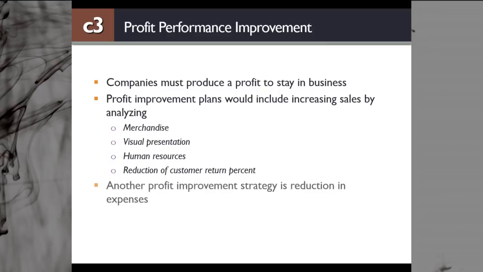And also, another profit improvement strategy is going to be reduction in expenses. So you already learned in the previous slide, expenses are going to be deducted from the gross margin when you calculate the profit. So it's better to have lower expenses to have more profit. So that's also one of the ways that you can consider to improve your profit performance.